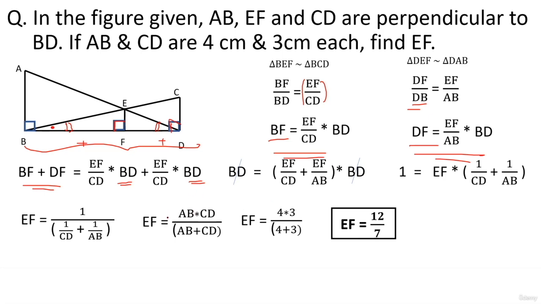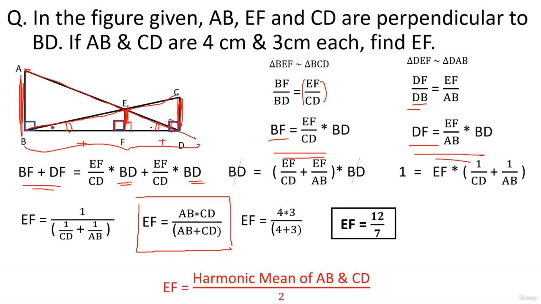Now after all this working, we have learned one thing, guys. EF is AB into CD divided by AB plus CD in this case. So whenever we draw one perpendicular line, here AB, and another perpendicular line CD, and when I join the foot of one perpendicular to the head of the other, another perpendicular EF is formed, right? So EF is basically the harmonic mean of these two values divided by 2.